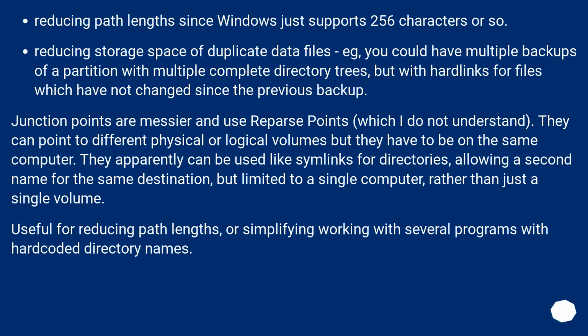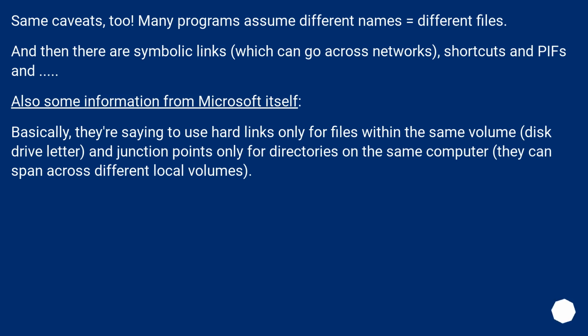Junction points are messier and use reparse points, which I do not understand. They can point to different physical or logical volumes, but they have to be on the same computer. They apparently can be used like links for directories, allowing a second name for the same destination, but limited to a single computer, rather than just a single volume. Useful for reducing path lengths, or simplifying working with several programs with hard-coded directory names. Same caveats, too. Many programs assume different names equals different files.